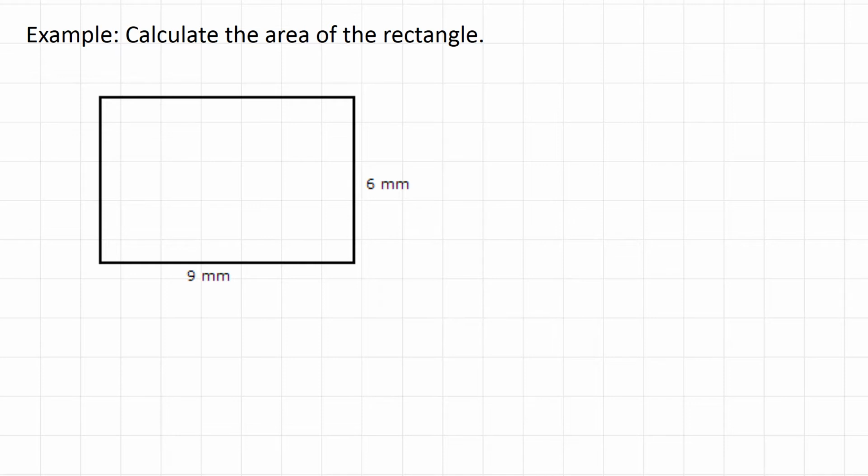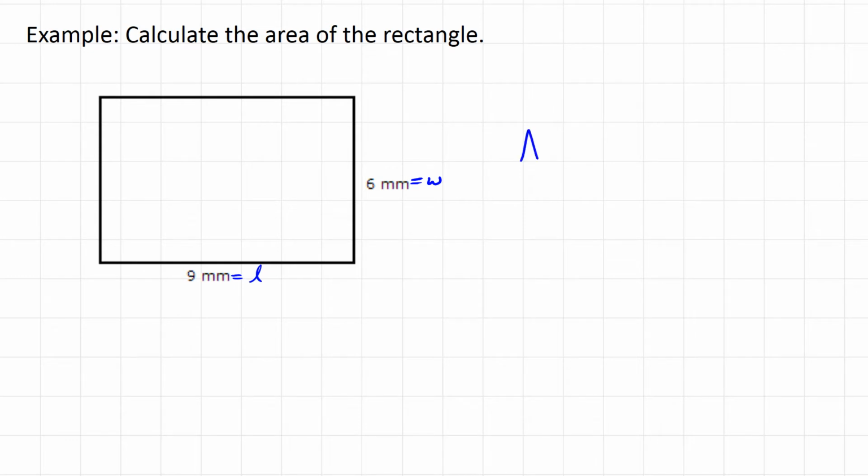Let's do an example for calculating the area of a rectangle. So as I said, it doesn't actually matter whether you pick the length to be 9 millimeters or 6 millimeters, just as long as you pick one to be the length and one to be the width. So I'm going to go ahead and make the longer side length just because that's what I do the most often. And the 6 millimeters, I'll call that the width.